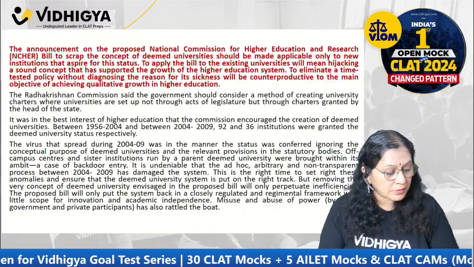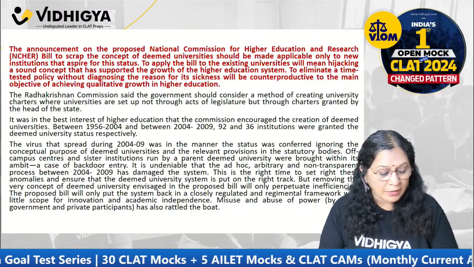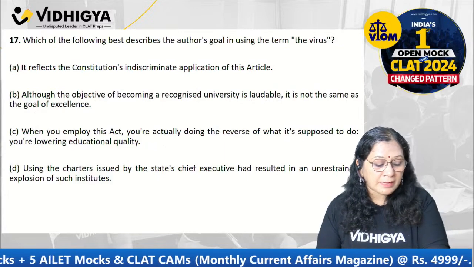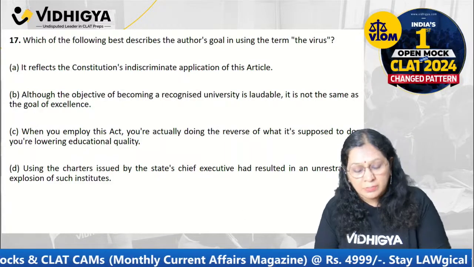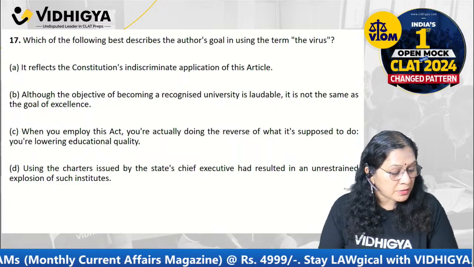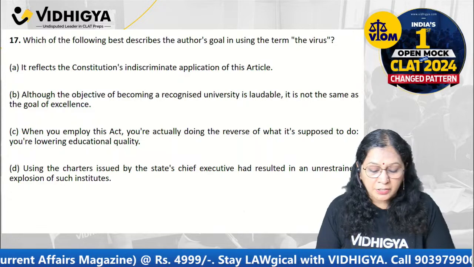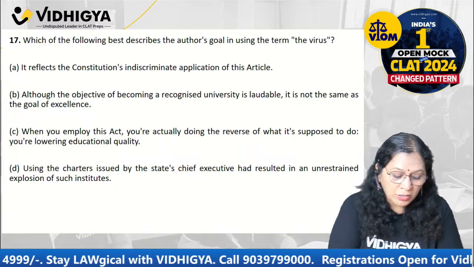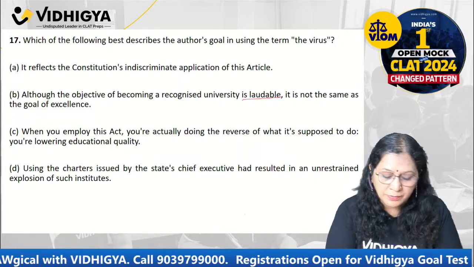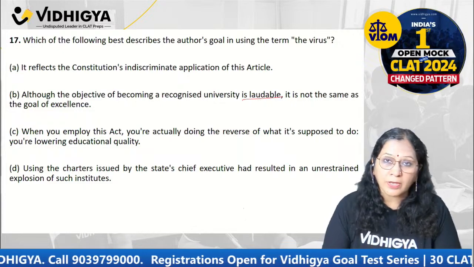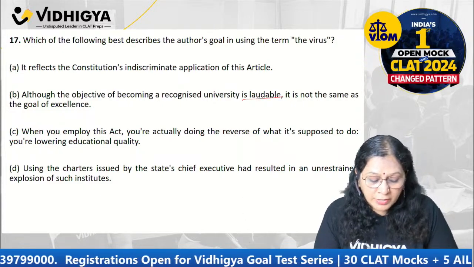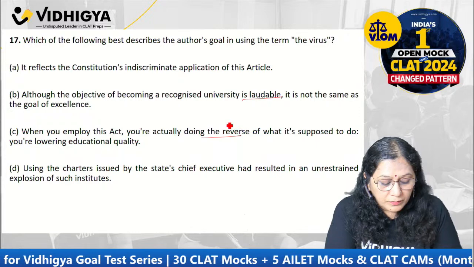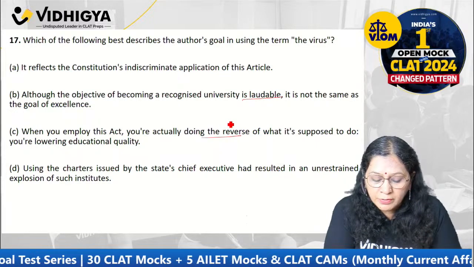17th question. We get this from the first paragraph only, answer उसका. Which of the following best describes the author's goal in using the term the virus? हमें पता है virus वाला paragraph कहाँ पर है? So it reflects the Constitution's indiscriminate application of the article. Although the objective of becoming a recognized university is laudable, it is not the same as the goal of excellence. When you employ this act, you are actually doing the reverse of what it is supposed to do. The reverse बहुत वो हो जाएगा, strong word हो जाएगा. So we will remove this.